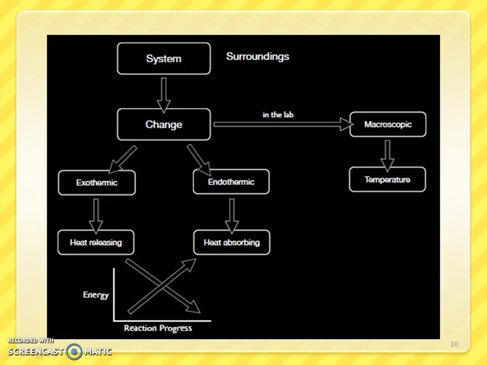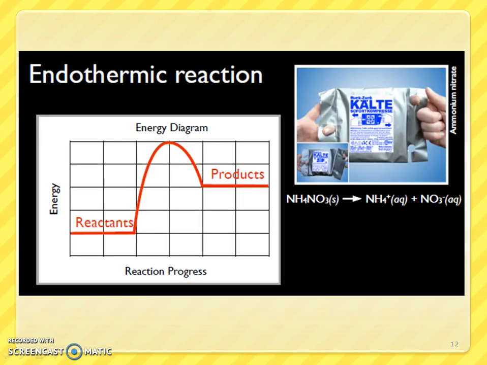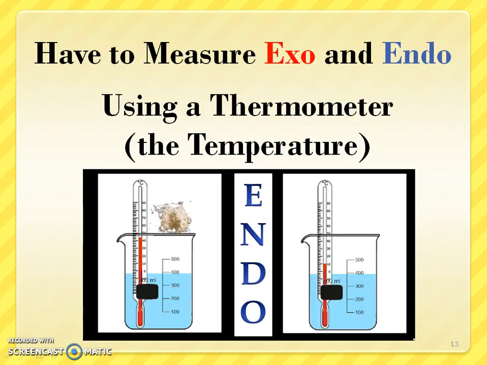He gave you a nice little flow chart, as he always does. He went over that exothermic reaction energy diagram, which in section 5.2.2, you should already have in your notes. And the same thing with an endothermic reaction energy diagram. So how do we measure exo and endo? Well, we do it with a thermometer like we normally do.